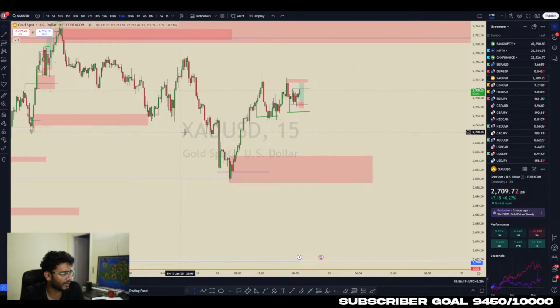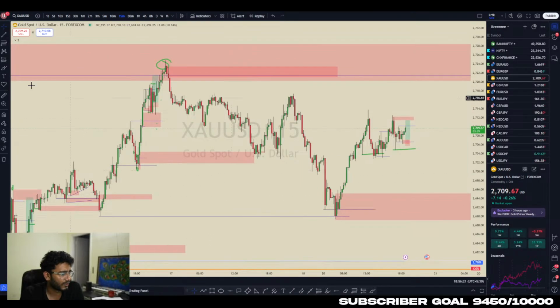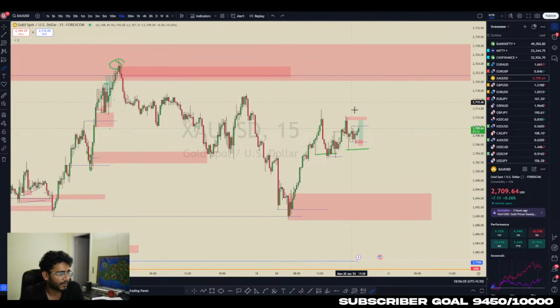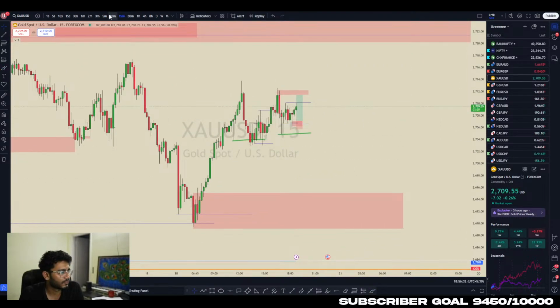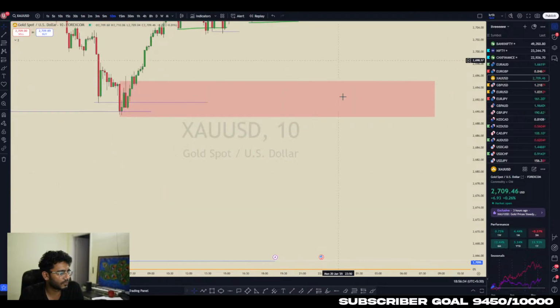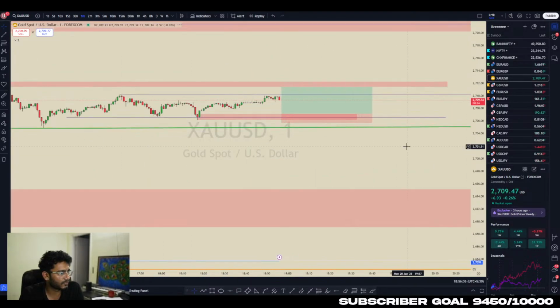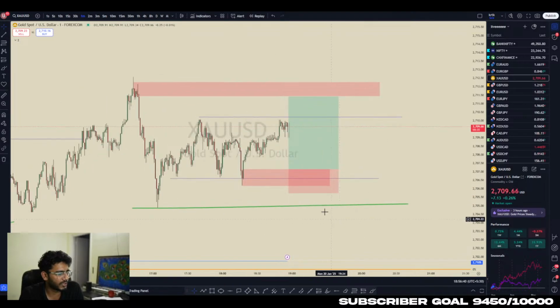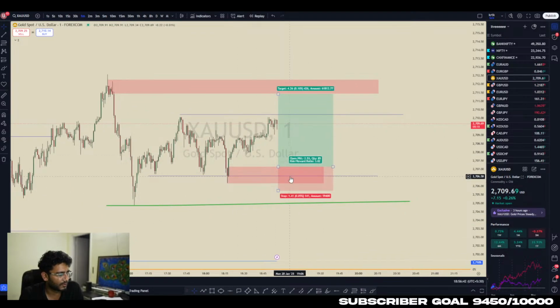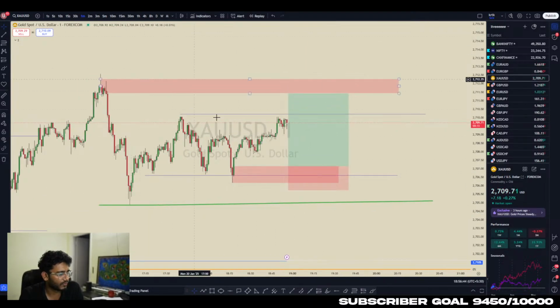Like in gold, you can see if price wants to go down, it will probably sweep all the liquidity. Like here we can see price swept all the liquidity and then it started to go down. Let's see. So we want to see a bullish engulfing here, so we can look for entry.